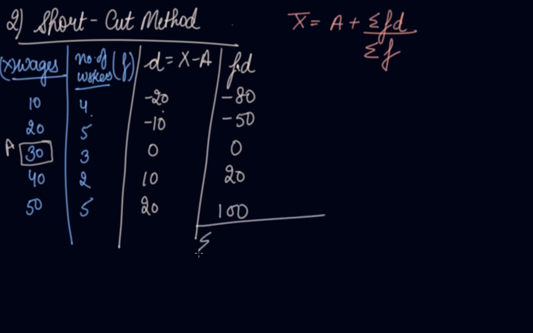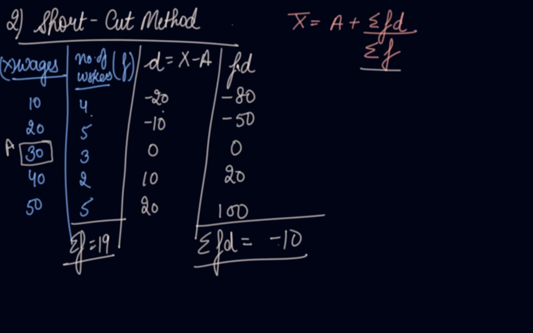So when we add it, we'll get summation FD, which is equal to 120 minus 130, that is minus 10. This is minus 130, this is 120 plus. So minus 130 plus 120 is minus 10, which is your summation FD. Summation F we have to find out. So we'll add the F block. We will get the summation F, which is equal to 19.